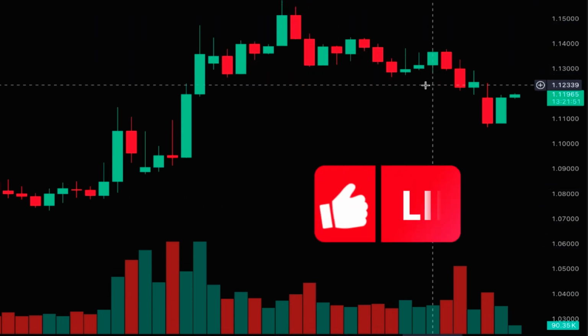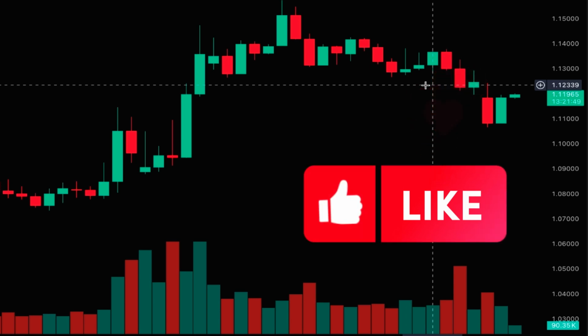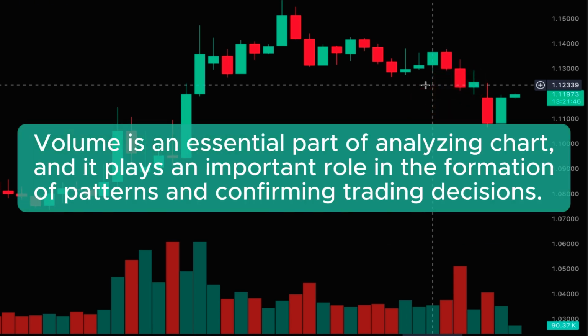after that. In technical analysis, especially price action trading, volume is an essential part of analyzing a chart, and it plays an important role in the formation of patterns and confirming trading decisions.